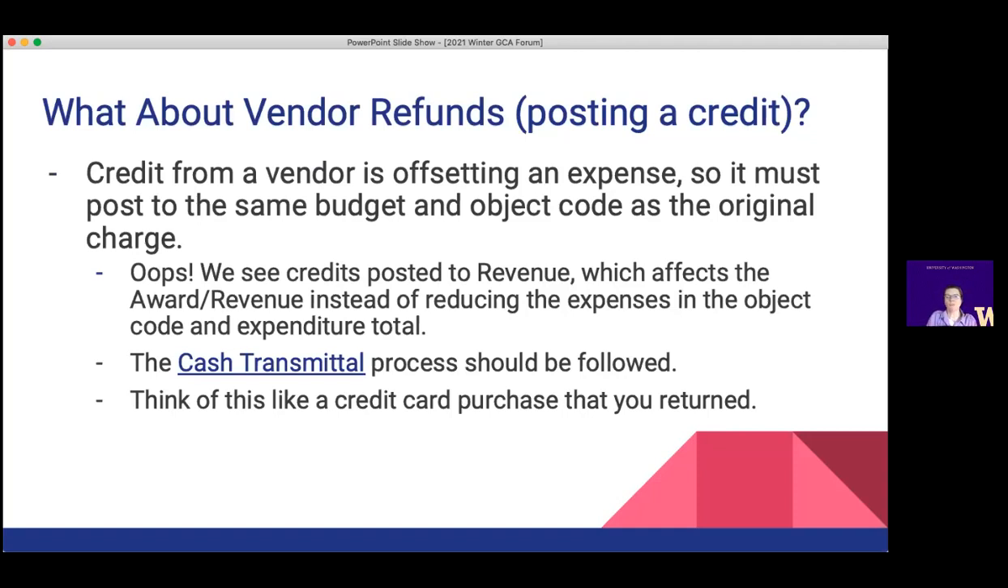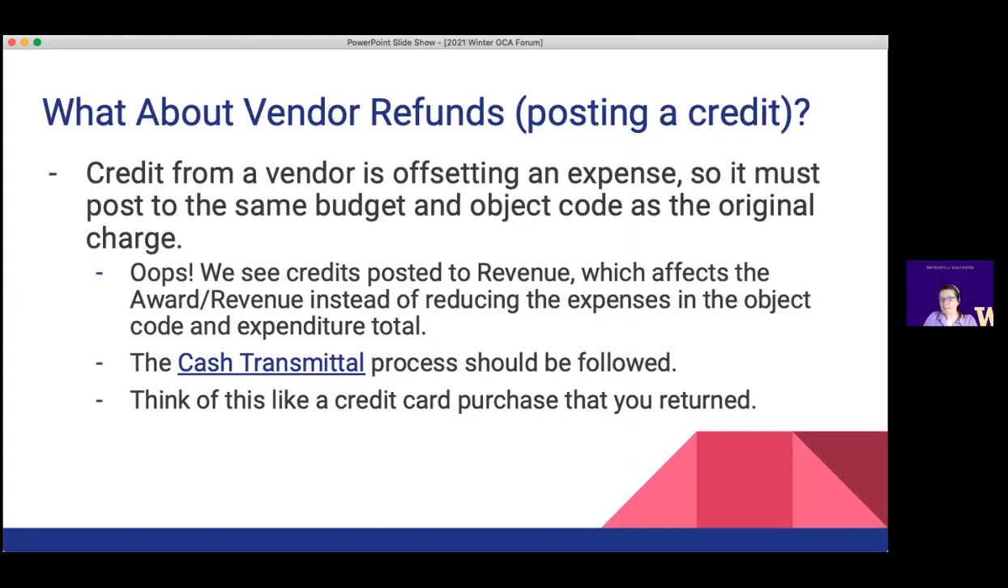And what should be used is the cash transmittal process. And on the cash transmittal form is a spot for the object code. And that's where you would put 0362 or something there. If you leave it blank, I do believe it tries to go to revenue as a default.